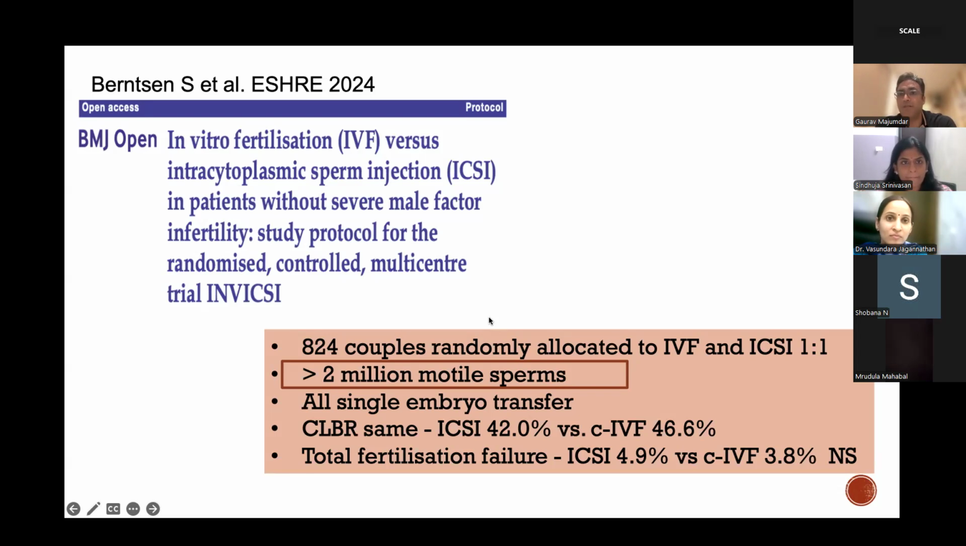But the moment the number goes beyond 20, that's the time when all the uncertainty starts about what will happen. So let's play it safe and just split the number of eggs into IVF and ICSI.